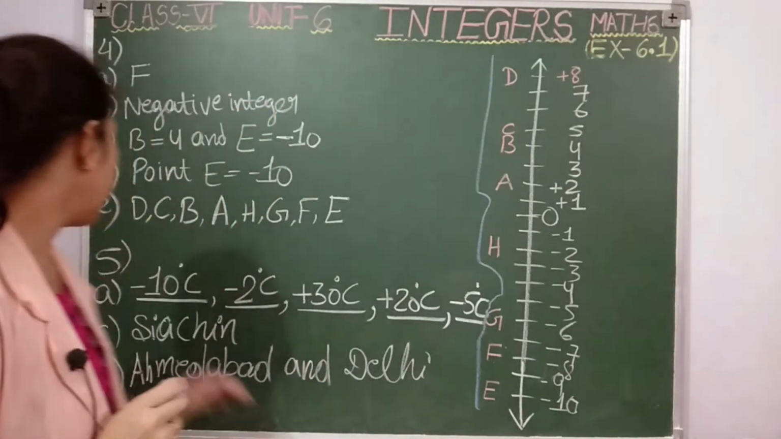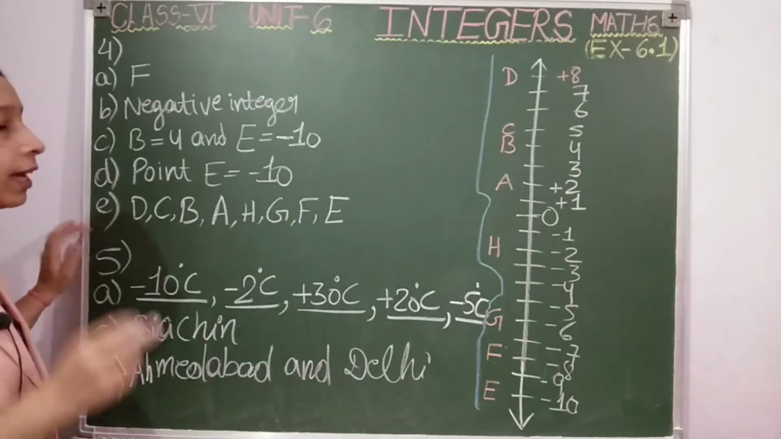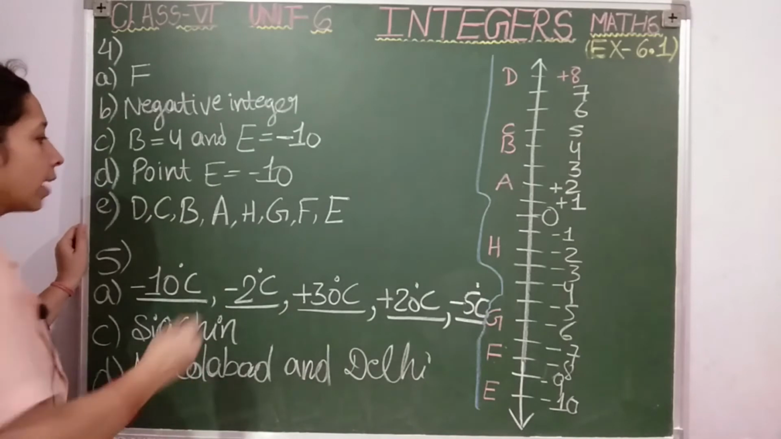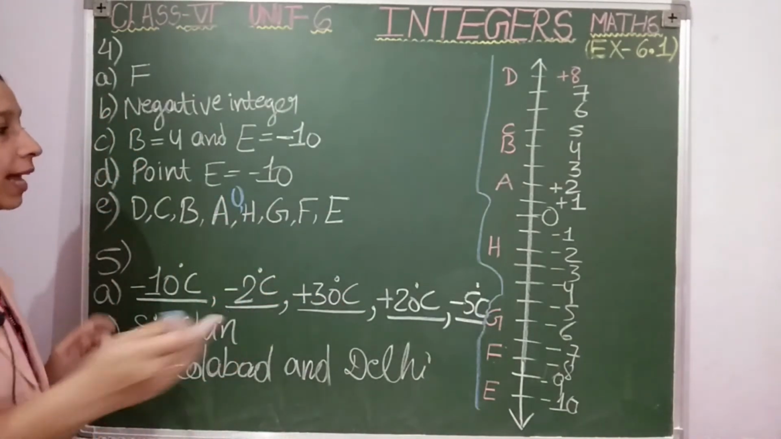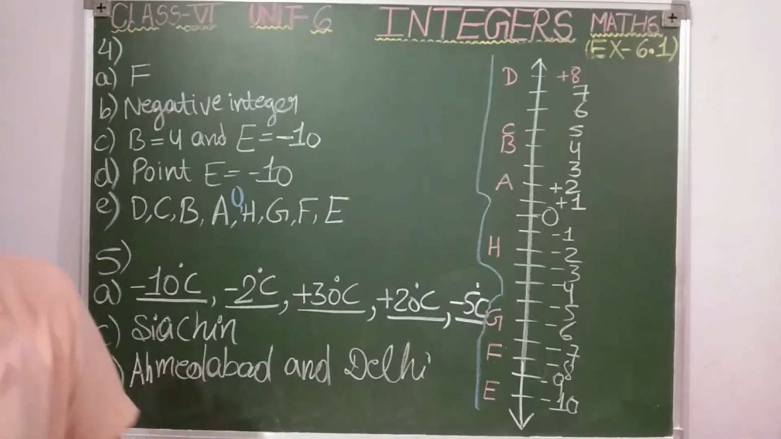One thing, students, here for question number 4 point E, we have skipped O. So after A it will be O, and then it will continue with H, G, F, E and so on. Okay, right.